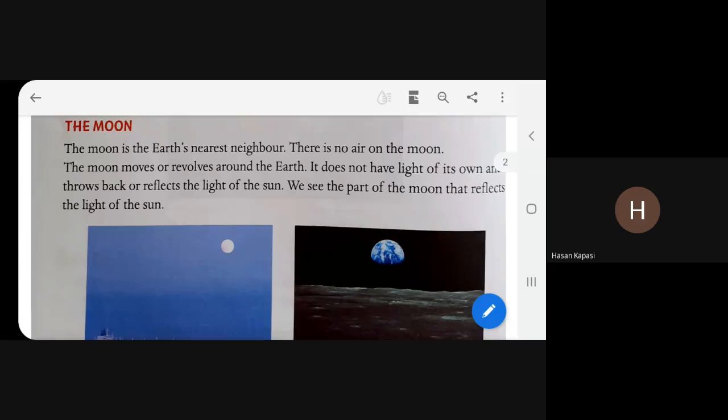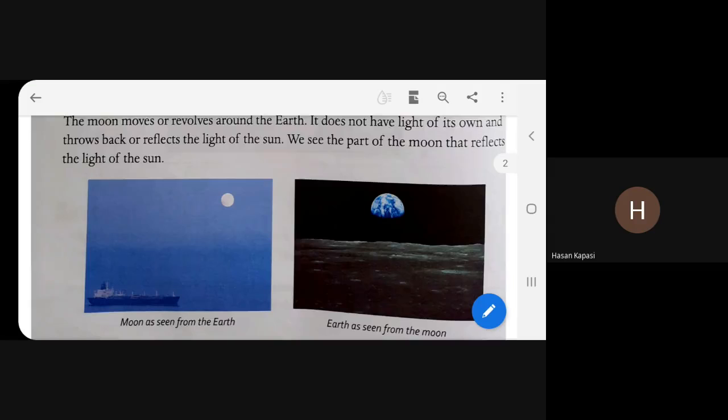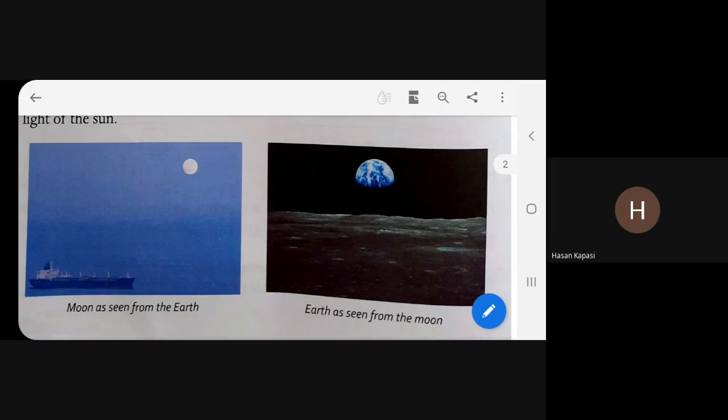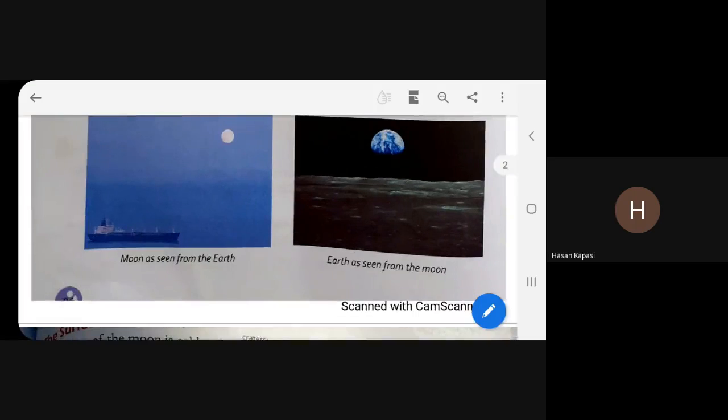Then we learned the facts about the moon. The moon is the nearer neighbor of the earth, and it revolves around the earth. It does not have its own light. But why does it shine? Because the sun's light reflects off the moon. And through the picture we learned how the moon appears from the earth and how the earth appears from the moon.